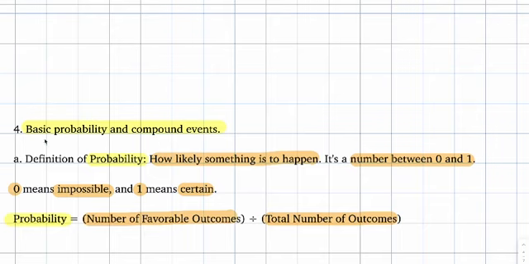Let's talk about basic probability and compound events. Probability is how likely something is to happen. It's a number between 0 and 1, where 0 is impossible and 1 means it's certain to happen. Probability is the number of favorable outcomes divided by the total number of outcomes.